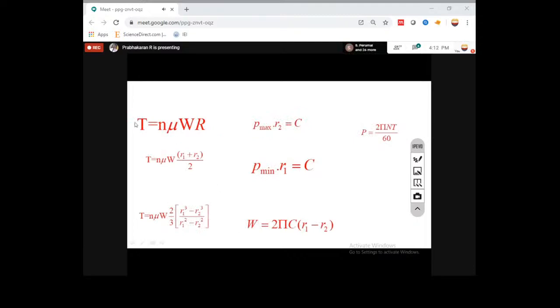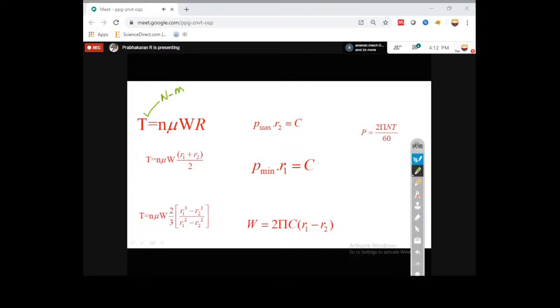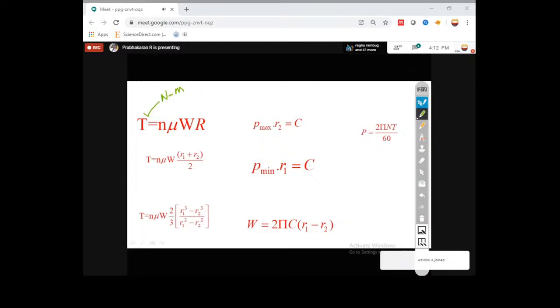The first one is what we have just derived. From the derivation I have obtained everything, and I have explained it one by one. Torque equal to n into mu into W into R. We have already discussed this in the derivation part. T means torque, in Newton meter. My objective is to make you understand the concept. I'm not going to solve any problem, just to help you understand the concept. From the concept you can solve any type of problem in clutches.